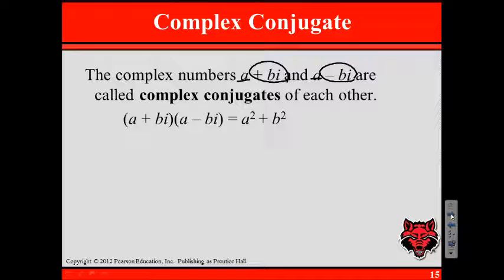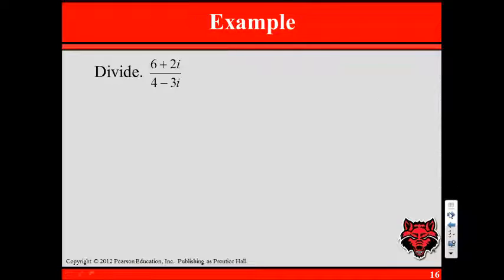And when we multiply a number by its conjugate, we only need to look at the first FOIL arrow and the last FOIL arrow. a times a is a squared. bi times negative bi is negative b squared i squared. But remember, this i squared always changes our sign. And that's why it becomes a positive b squared. Let's try a couple of examples.